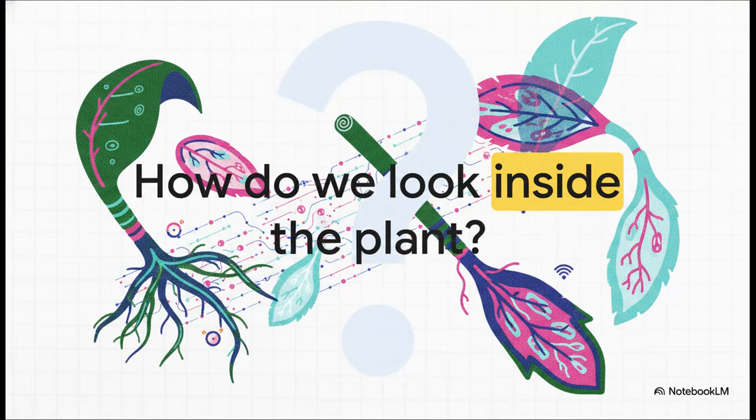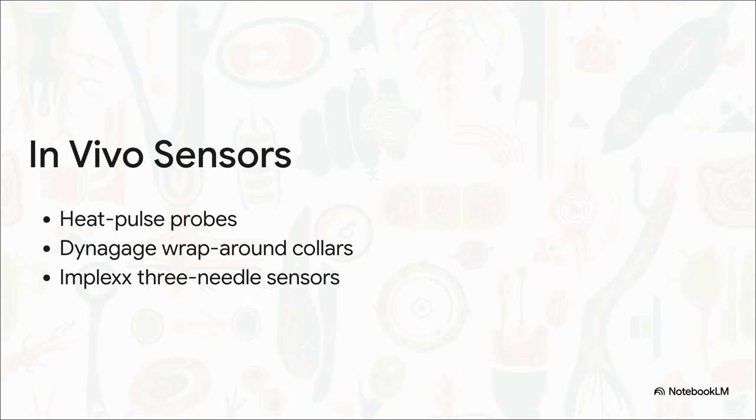Alright, so if the dashboard on the wall isn't telling us the whole truth, we are left with a critical challenge. How do we solve the mystery of the black box? How do we stop guessing based on the air and start actually measuring the plant's true, internal physiological reality? The answer lies in advanced in vivo measurement technologies, specifically xylem sap-flow sensors. These are physical devices that attach directly to the plant itself.